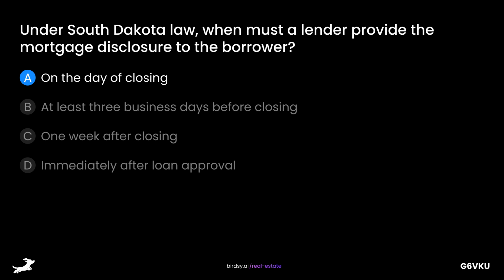Is it A, on the day of closing, B, at least 3 business days before closing, C, 1 week after closing, or D, immediately after loan approval? The answer is B, at least 3 business days before closing.